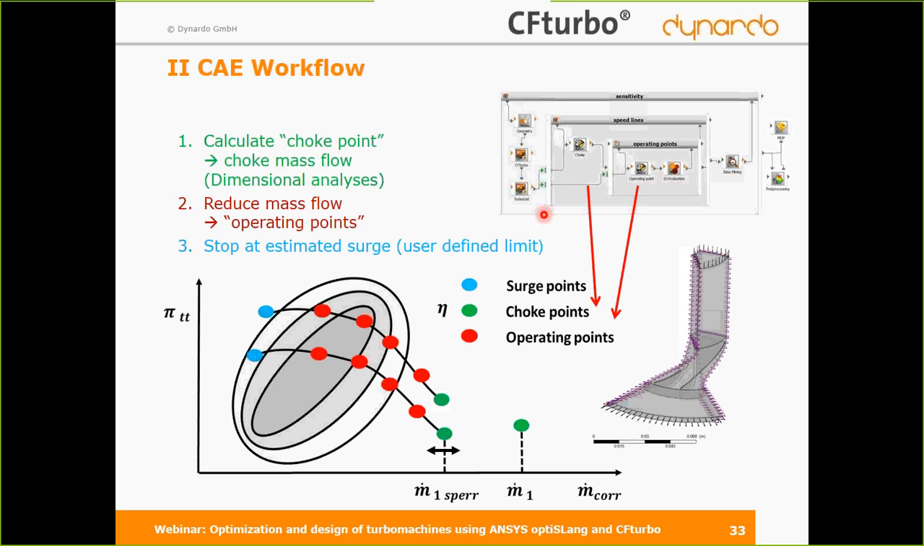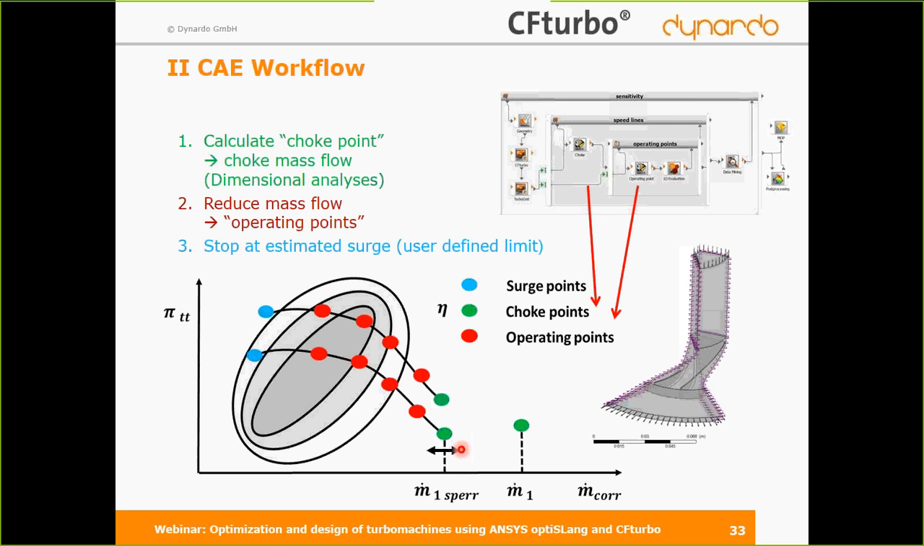And the next task is then within these inner systems to calculate the performance map. How is this done? We begin with calculating the choke mass flow. That means with one CFD setup, we are able to calculate the choke mass flow. This is made with the help of dimensional analysis, and this gives us back the choke mass flow of one speed line. So this can be further left or further right in the performance map. And this is the starting point then for doing the operating points within the next inner system.